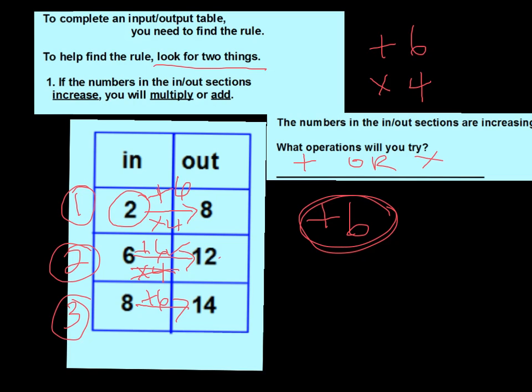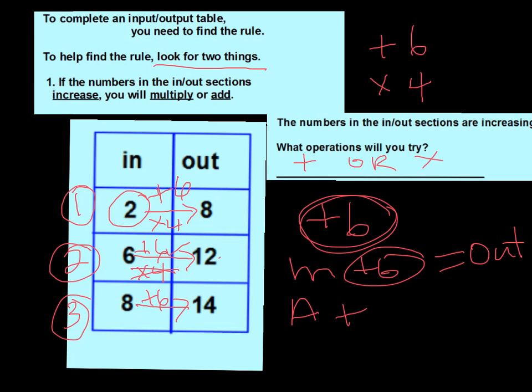Add 6. Now, I have to write that in this equation. So I'm going to put my input, because my equation is going to be my input. My rule happens, which is plus 6, and that's going to give me my output. But we know that the input is labeled A. So A plus 6 will equal B.